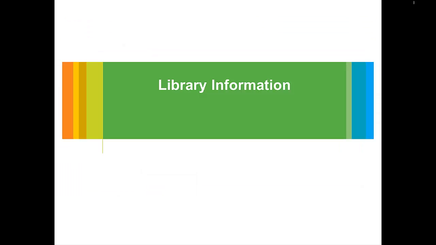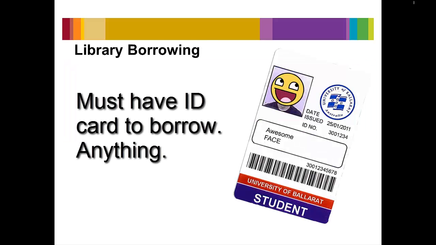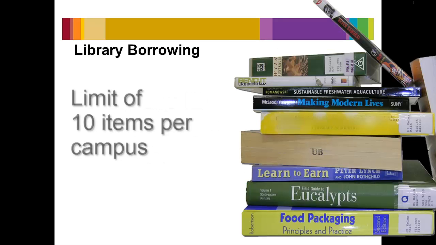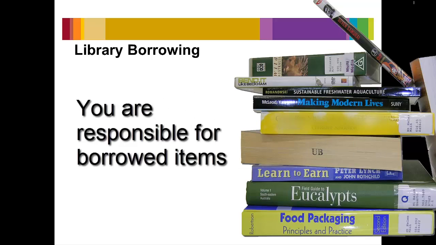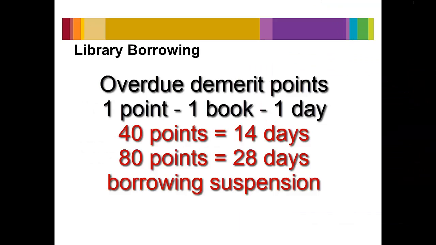Library information. As was mentioned earlier, you must have your student ID card to borrow anything from the library. You are able to have 10 items borrowed from each campus. You are responsible for any items borrowed on your account. So, if you borrow something on behalf of a friend, and they lose it or damage it, you will be responsible for any fines. The library does not have monetary fines for overdue items, but instead have demerit points.